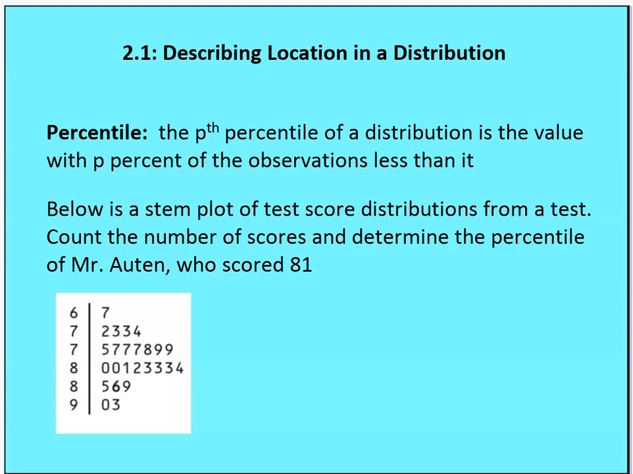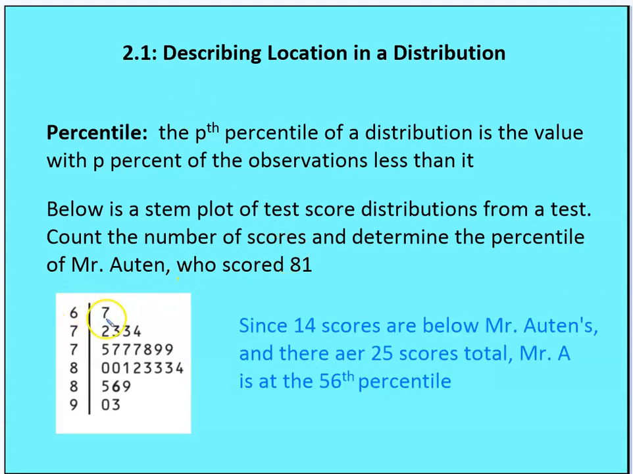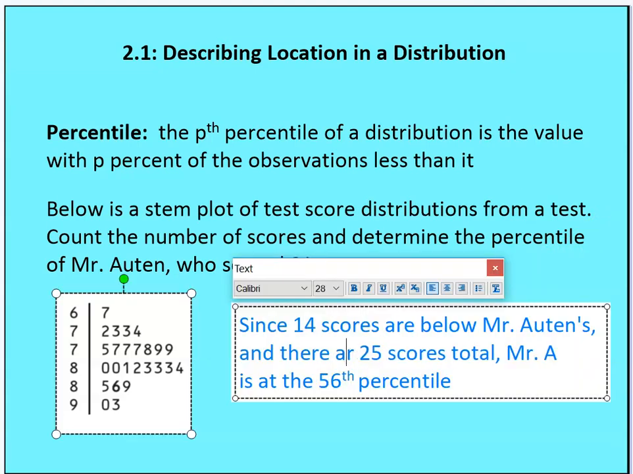Below there is a stem plot of test scores from a test that Mr. Otten took, and Mr. Otten scored an 81. So let's figure out what percentile Mr. Otten's score represented. So the first thing we want to do is we want to count the number of scores. So we count total number of scores, and there are 25. And then we count the number of scores below Mr. Otten, so not including Mr. Otten's. So there are 25 scores total, and 14 of them are below Mr. Otten's.